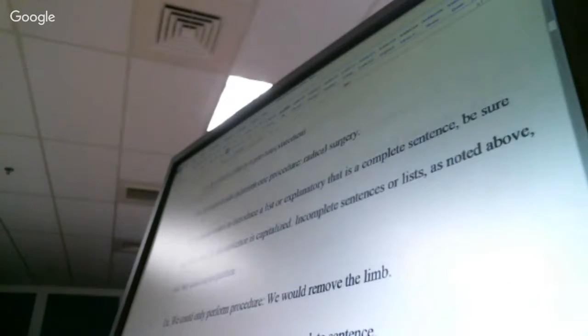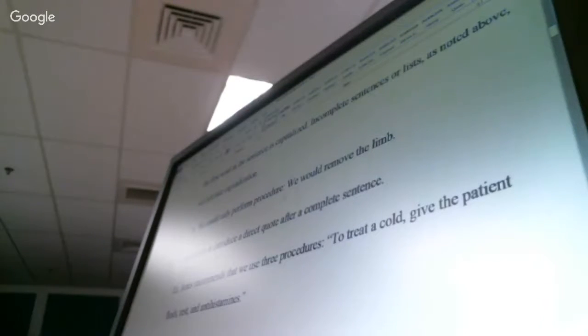Here's the example I was just talking about, right? We could perform only one procedure. That's a complete sentence. And then we have this two-word explanation, radical surgery. So I put my colon there because radical surgery is just telling me what that one procedure is. I'm just clarifying what this means. You could also do a complete sentence. We're probably not going to be doing that.